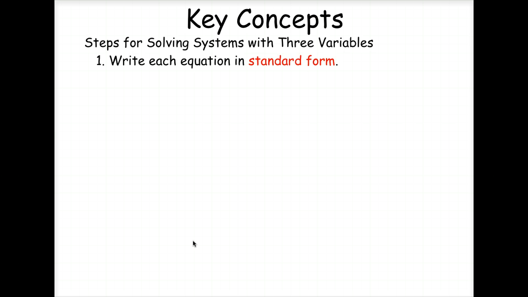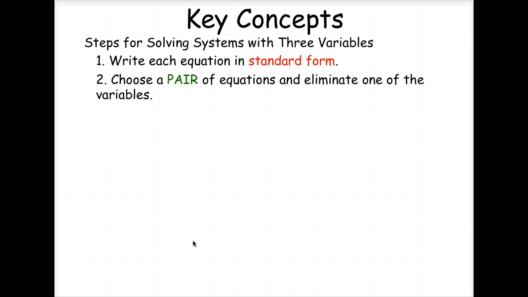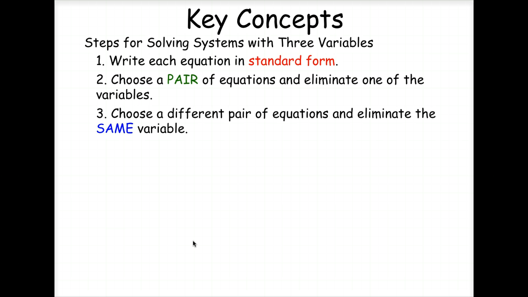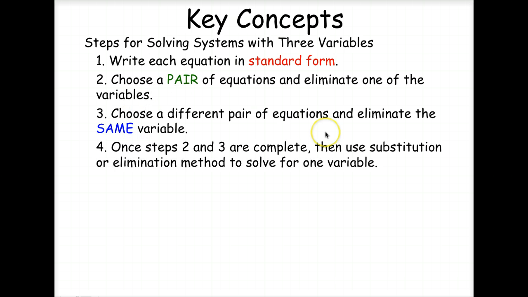First of all, you write each equation in standard form. You choose a pair of equations and eliminate one of the variables. Then you choose a different pair of equations and you're going to eliminate the same variable that you eliminated in step 2. Once steps 2 and 3 are complete, then you're going to use substitution or elimination to solve for one of the variables.